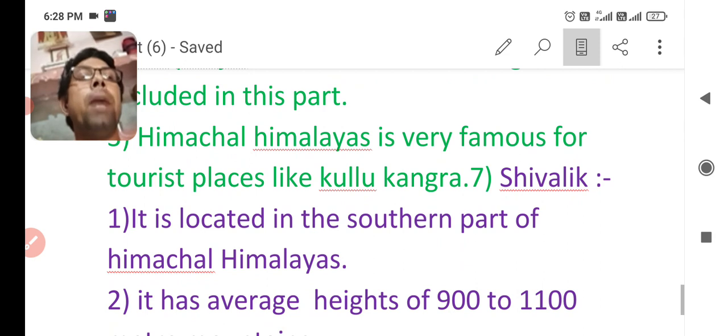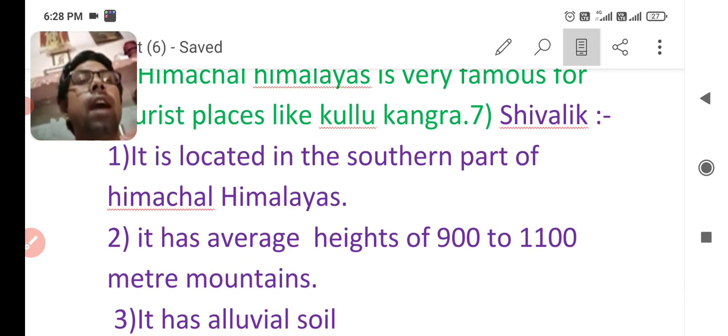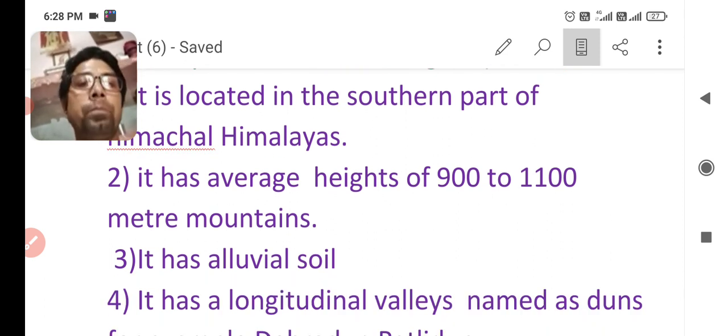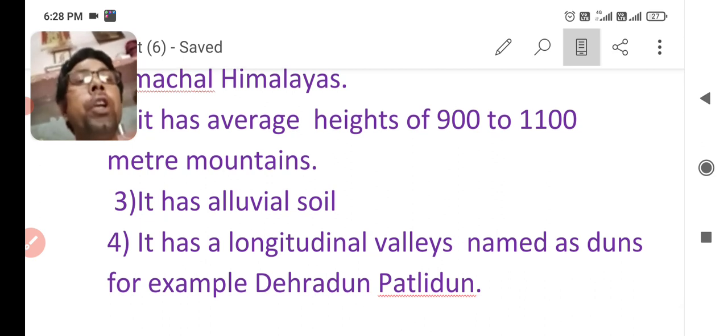And the last part, division of Himalayas, is Shivalik. Shivalik is located in the southern part of Himachal Himalayas, and it has average heights of 900 to 1100 meter mountains. It has alluvial soil, and it has longitudinal valleys named as doons. For example, Dehradun. I think you got all the points related to Shivalik right now.